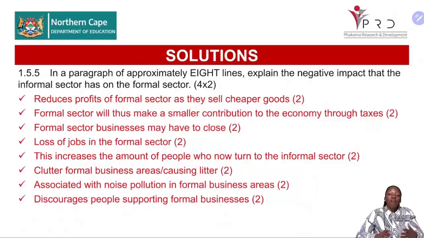Remember, these people do not have any skill to run a business, and most of the time they are running at a loss because they are looking at attracting more customers, and they are not looking at where they are losing profit. The very same products that you find in the formal business, you will find with them at a cheaper price. So therefore, people prefer to buy from them. Your formal sector will thus make a smaller contribution to the economy through taxes, because the fewer people who buy, the less income for the formal sector, and they will contribute less into the taxes, which means our GDP also will not grow.